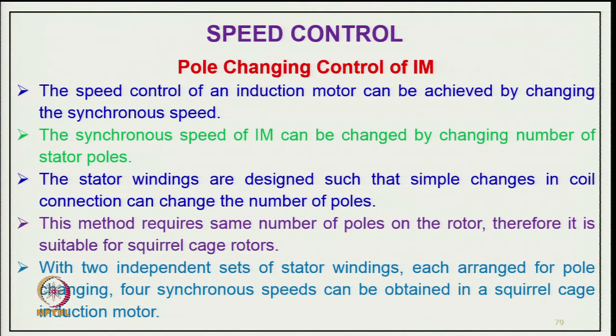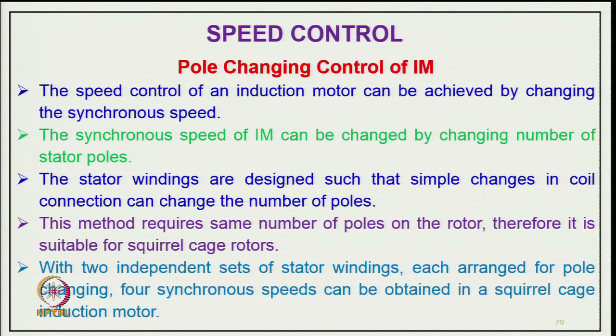Now coming to the pole changing method, speed control of an induction motor can be achieved by changing the synchronous speed, and the synchronous speed of the motor can be changed by changing the number of stator poles, of course in discrete steps because the number of poles should be even. So, stator windings are designed such that a simple change in coil connection can change the number of poles, and this method requires the same number of poles on the rotor. Therefore, it is suitable only for squirrel cage rotors.